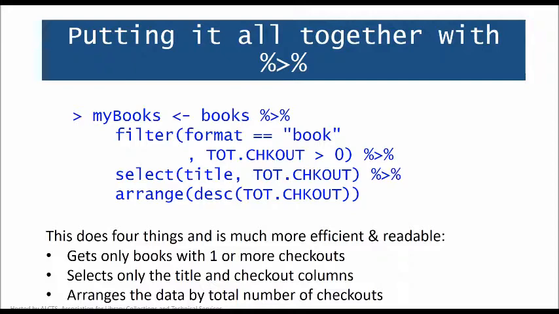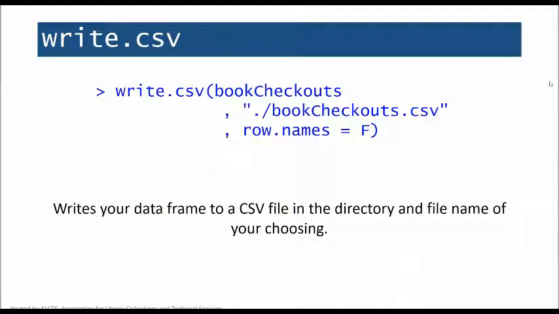So here's what's happening. I'm saying create a new variable, my books, assign to my books. I'm working with the data set books. Then I'm filtering books to include only book formats and only those items with more than one checkout. Then I'm selecting only the title and the total checkout columns. Then I'm arranging that in descending order by total checkouts.